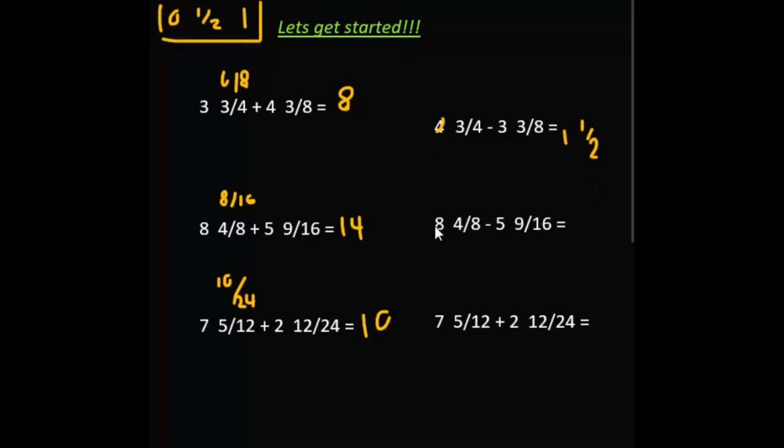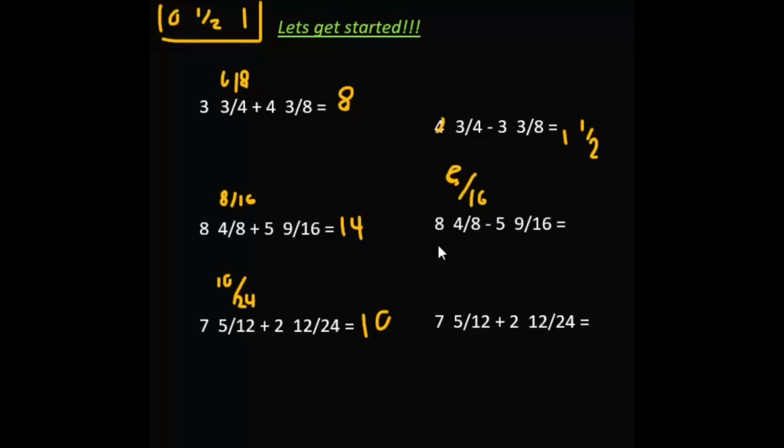So now let's do the next problem. 8 and 4/8 minus 5 and 9/16. So first let's find the common denominator. 8 doubled is 16, which is the common denominator in this equation. And 4 has to be doubled too, so it's 8/16. And 8/16 is exactly half. So we can see that this is rounded to 8 and 1/2.